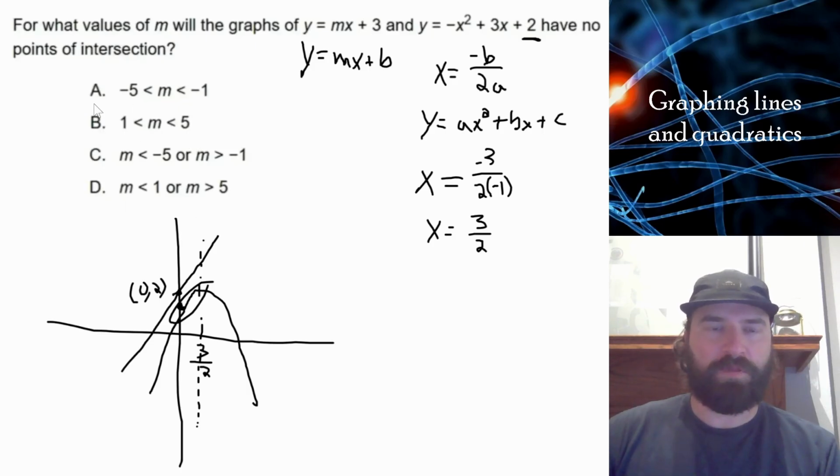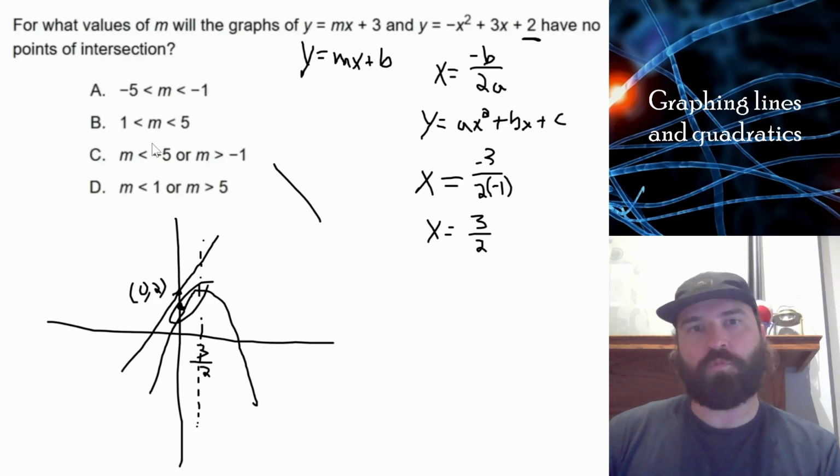So if m is between negative 5 and negative 1, a negative slope is always going to go up and to the left. So a slope that looked like that would actually go this way and would definitely cross through the parabola. So I can immediately eliminate A from contention.